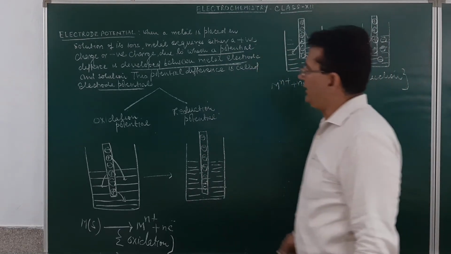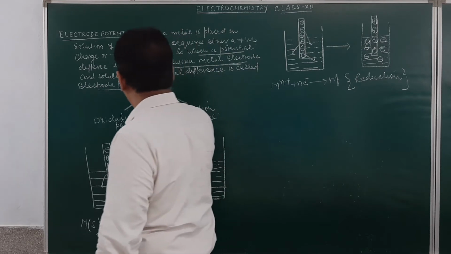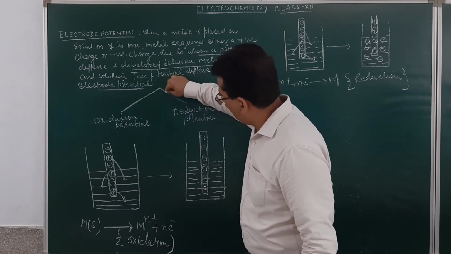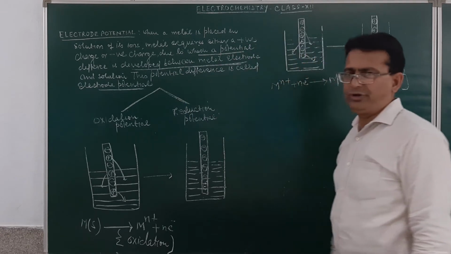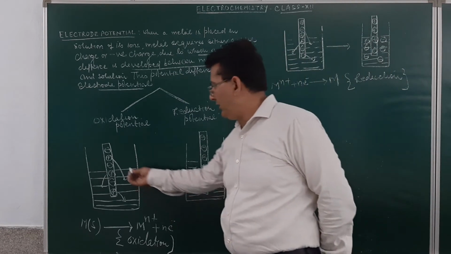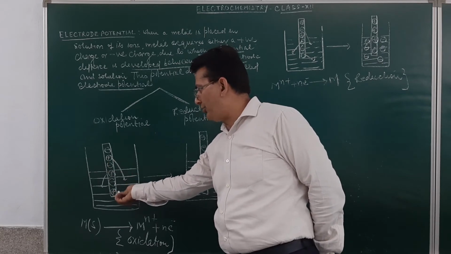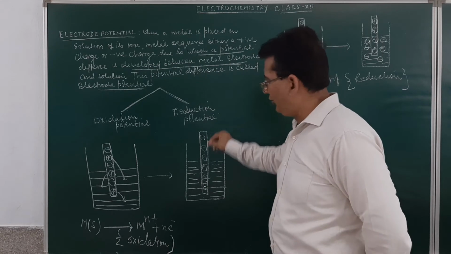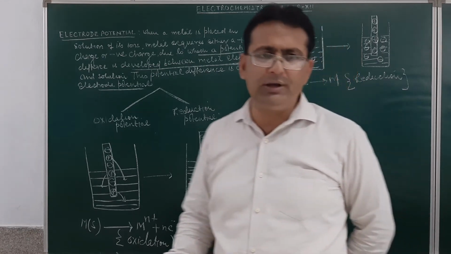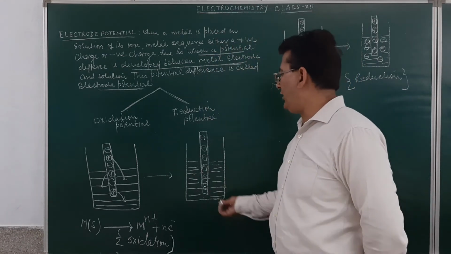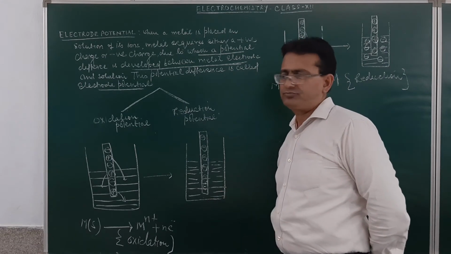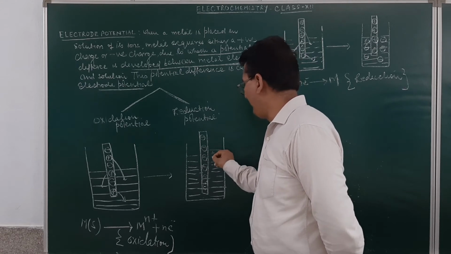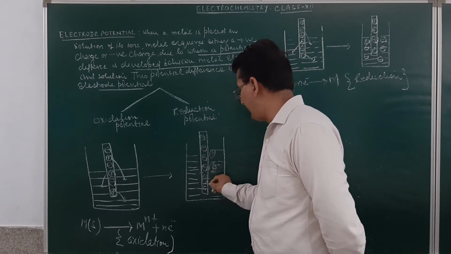This electrode potential, if it occurs in the oxidation half, will be called an oxidation potential, and if it develops in the reduction half, it will be called a reduction potential. In oxidation potential, from the metal electrode, the positive charges move to the solution. So on the electrode, it appears to have only a negative charge, and that is why the anode is a negative electrode. And outside this, over here, there seems to be a double layer of a positive charge.